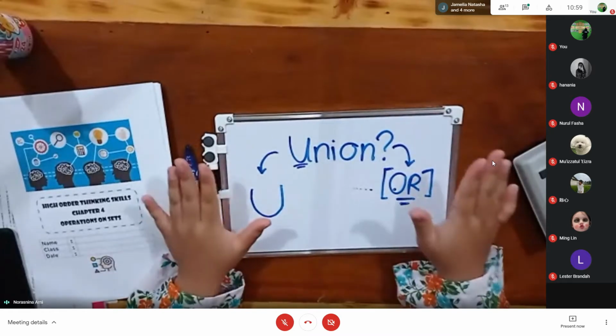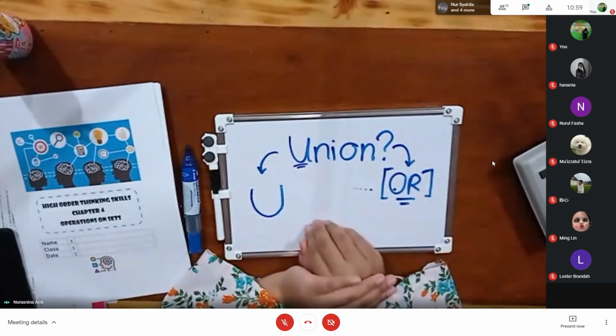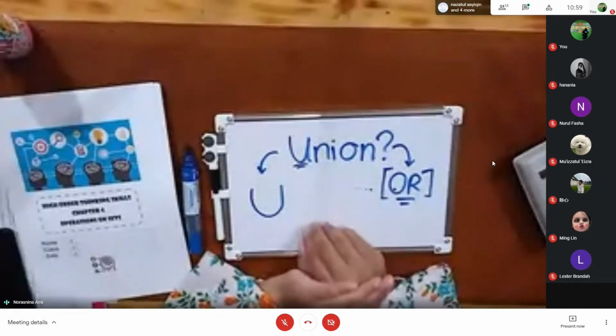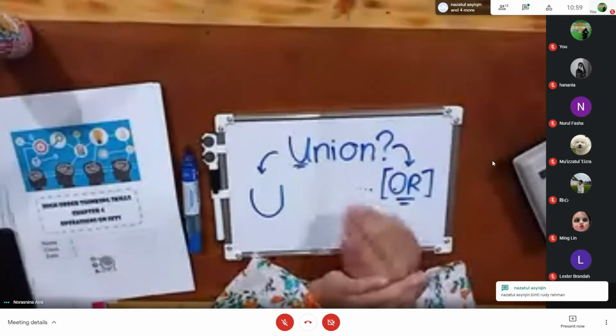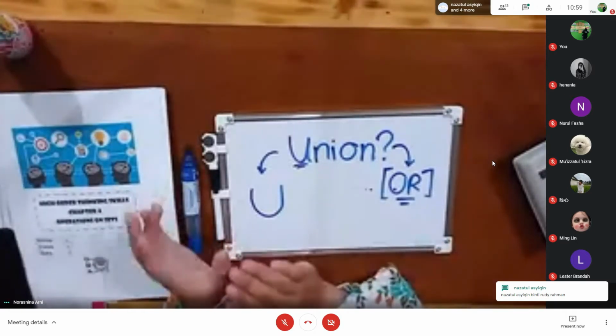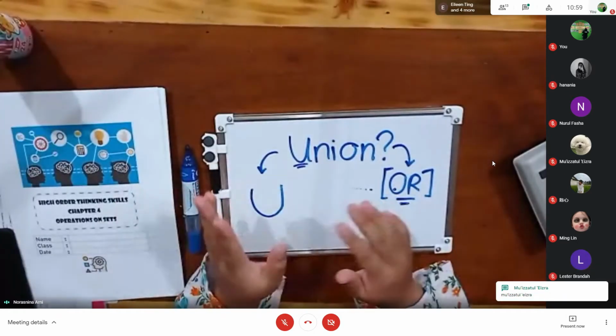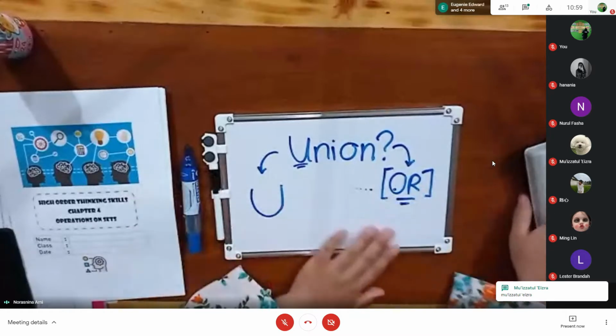Okay, now we have already refreshed. What is union? I didn't mention what union is just now. Union is the combined elements of both sets. If you say set A union set B, it is the combined elements of those two sets.